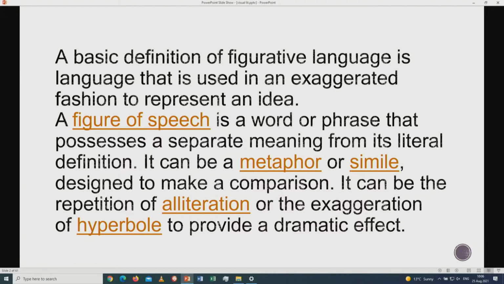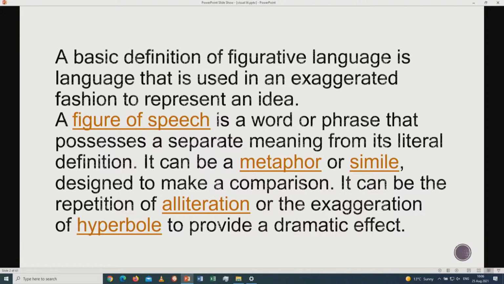Last time we were talking about literal and figurative language. So the meaning of a figure of speech is a word or a phrase that possesses a separate meaning from its literal definition. It can be a metaphor or a simile. How do you know that it is a metaphor or a simile? A metaphor or a simile is designed to make a comparison. It can be the repetition of alliteration or the exaggeration of hyperbole to provide a dramatic effect.